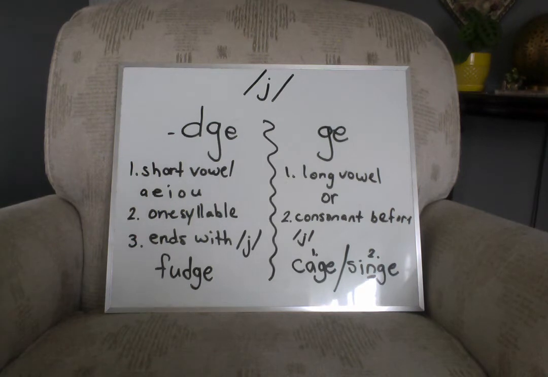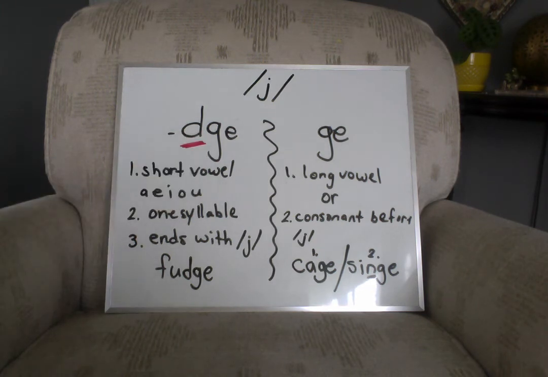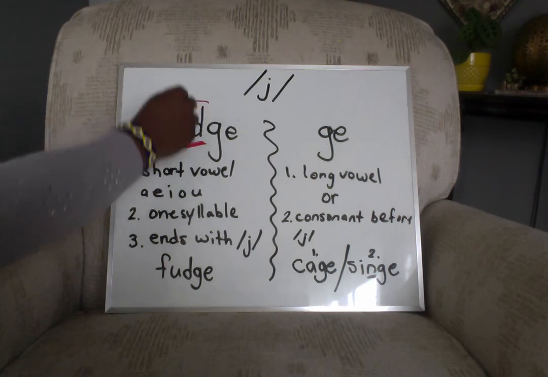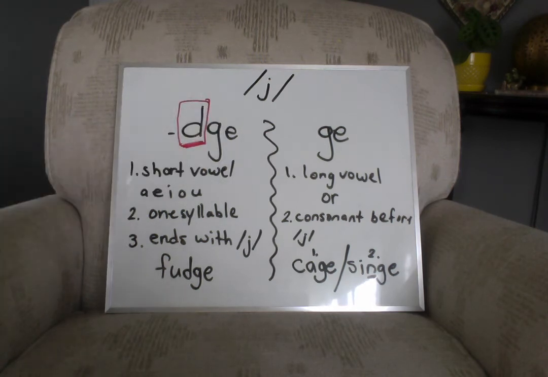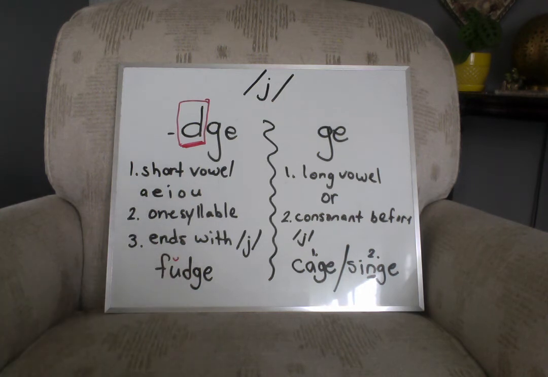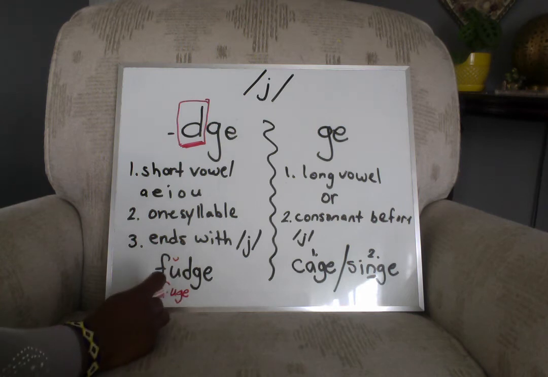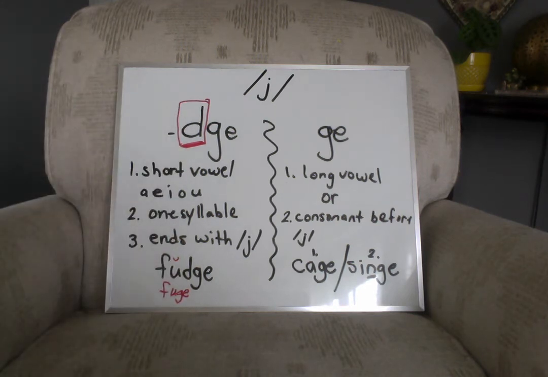Now, let's go back to that original thought. How is DGE saying j? Well, guess what this D is? This D is like a placeholder. This D is letting you know that this is a short vowel sound. It's closing off that syllable. It's letting you know that the word is not fuge. It's a short vowel sound, so they stuck a D in there. It's like a placeholder. And the word is fudge.